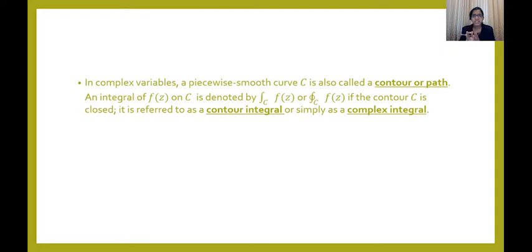So the integration which we do in the case of complex variables will basically be called a contour integral. Why? Because in complex variables, a piecewise smooth curve is referred to as a contour or a path. That is the basic concept of contour integral. There's also one more thing I have to share: it is similar to all the line integrals, definite integrals, and integrals in two and three variables that we had done, so many things related to integration.